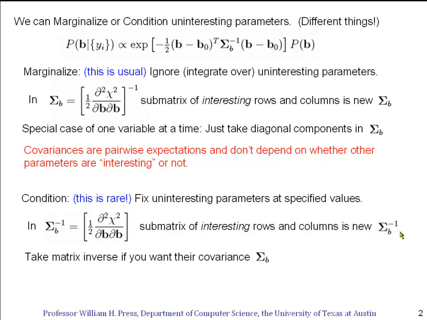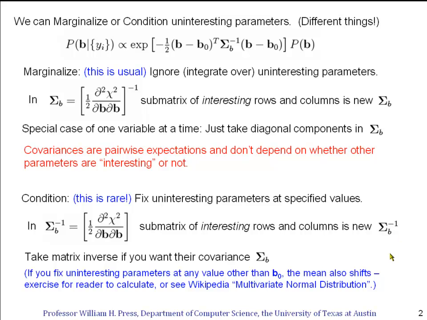Now, because conditioning is rare, I'm not going to tell you the whole story, because there's another part of the story: if you condition uninteresting parameters to any values that are different from the ones you've measured, from the values b0, then your means also shift. In other words, b0 itself of the other variables will also shift. And I'll leave it as an exercise for the reader to calculate that shift, or look up in Wikipedia the article Multivariate Normal Distribution and look at the section on conditioned distributions.